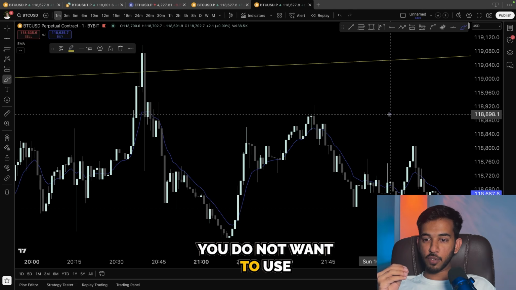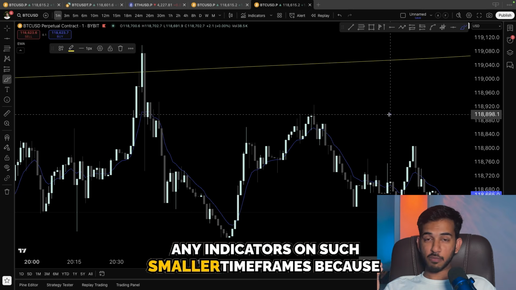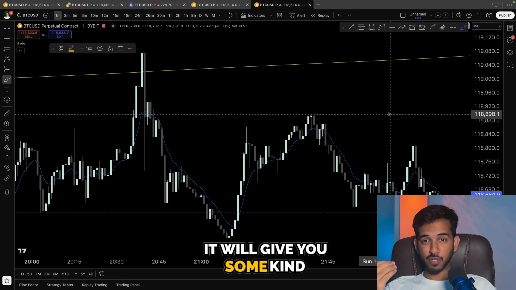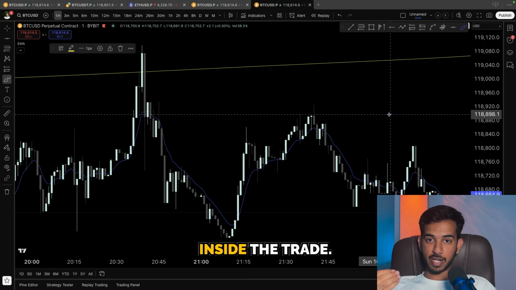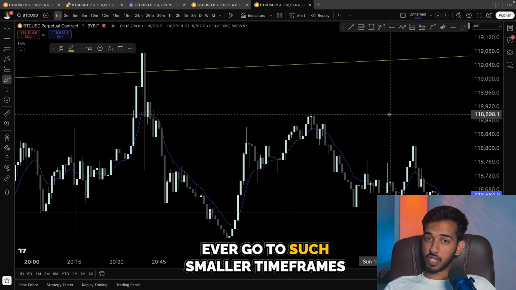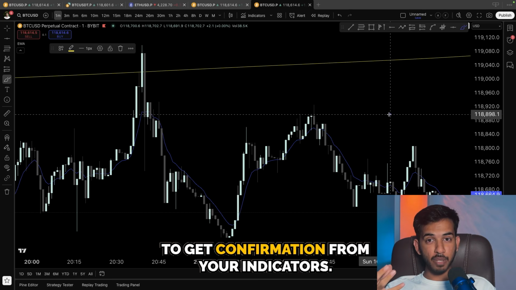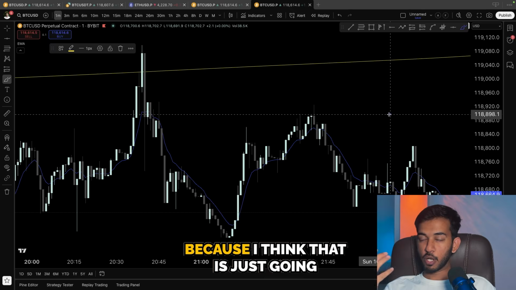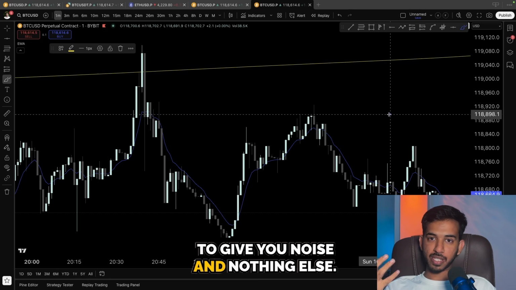You do not want to use any indicators on such smaller time frames, because again, it will give you some kind of confirmation, it will give you some kind of bias, and you will get trapped inside the trade. So again, I'll just repeat myself, never ever go to such smaller time frames to get confirmation from your indicators, because I think that is just going to give you noise and nothing else.